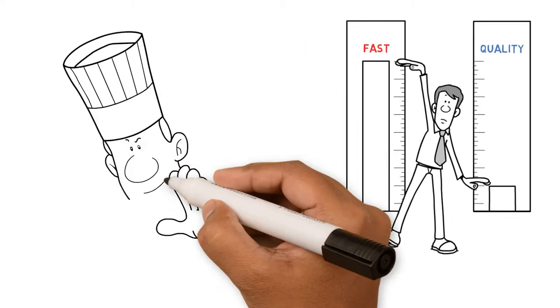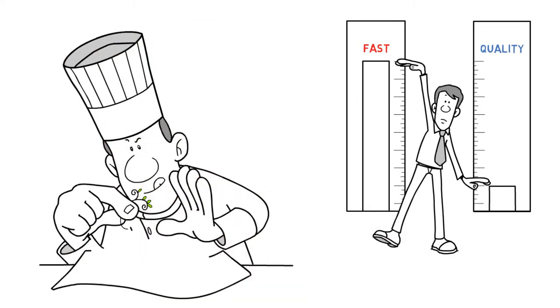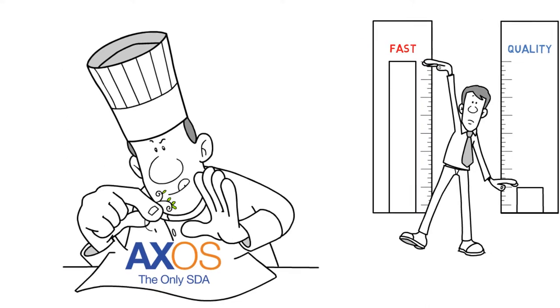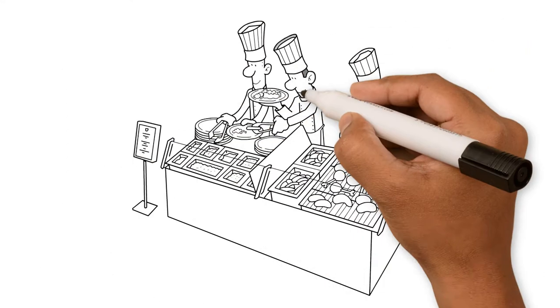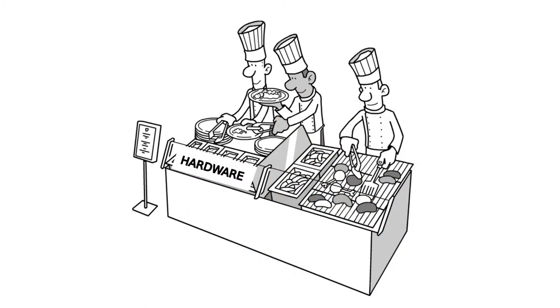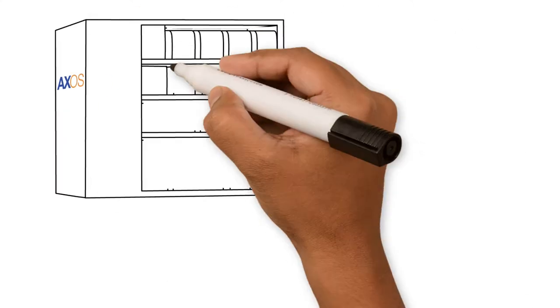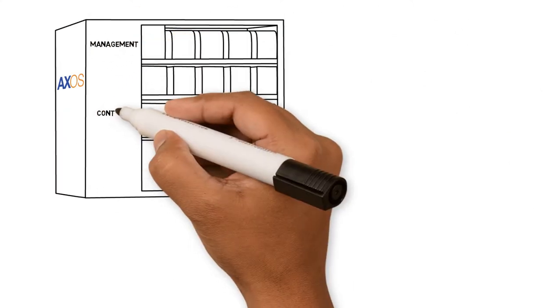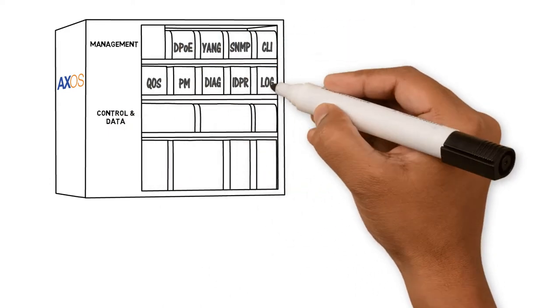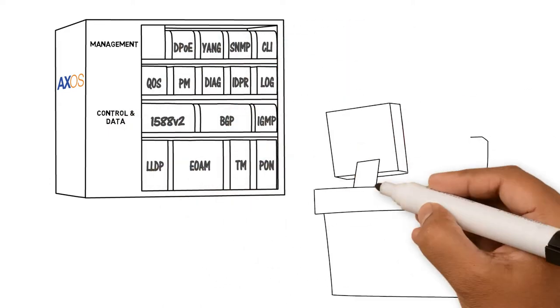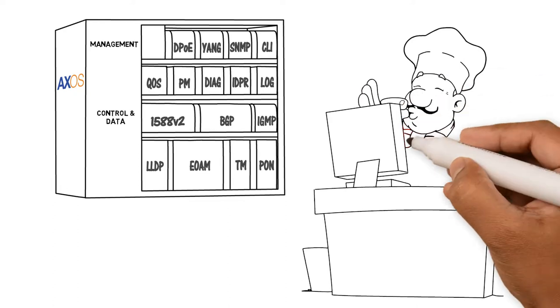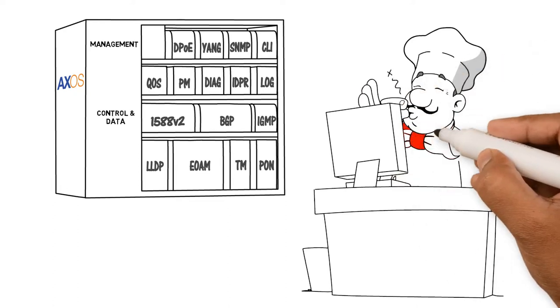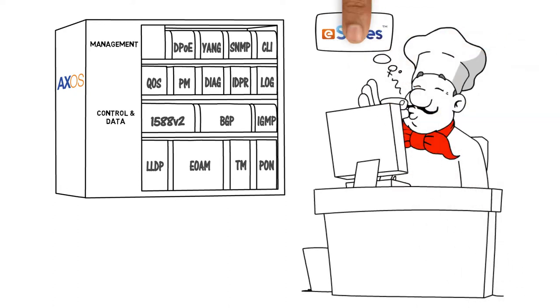Not at Calix. Our secret ingredient is AXOS, the world's only software-defined access platform. Unlike traditional operating systems, we have abstracted the hardware from software processes. Let me explain how that works. We built AXOS based on standalone modular ingredients. These ingredients, placed into our AXOS pantry, can be leveraged by our engineers to cook up some of the most robust, stable, and innovative access systems you've ever tasted.